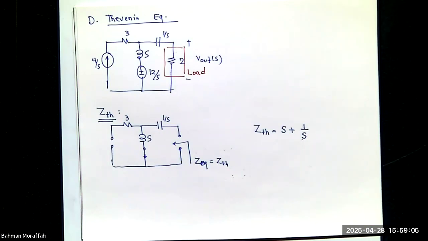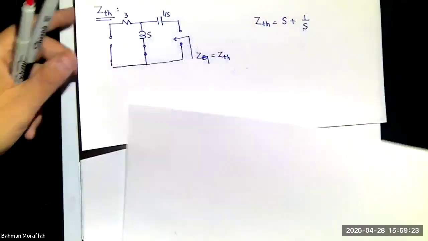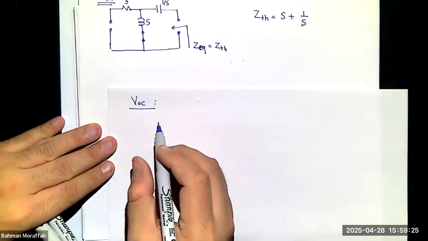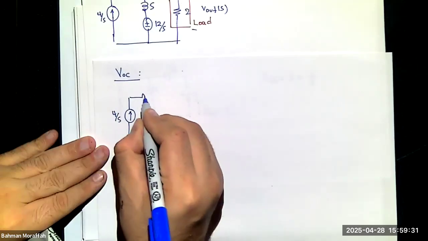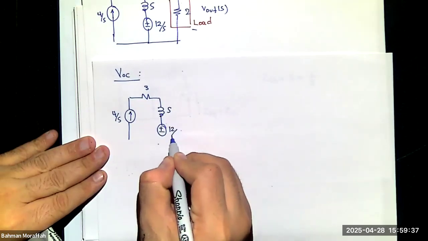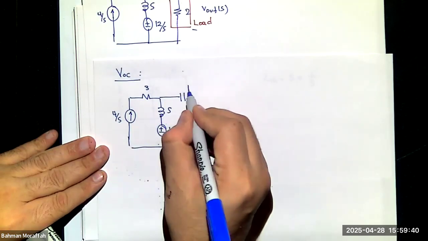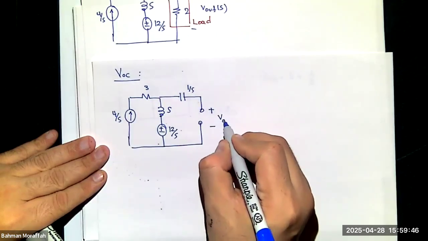Right? What is the next step? To find the open circuit. How do we find the open circuit? We remove the load, leave those two terminals open, and we find the voltage across them. So the next step is to find the open circuit, which means this is my circuit. I have a 3. I have an S. This is 12 over S. This is 1 over S.